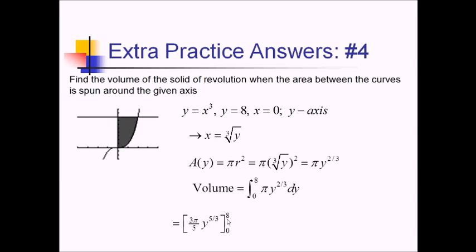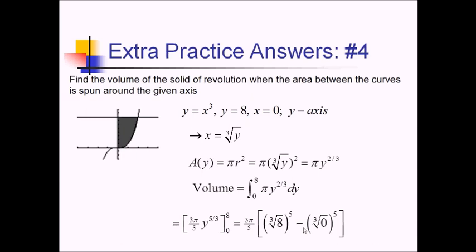Just to make my life a little bit easier here, I'm going to yank this 3 pi over 5 out. And inside, in the parentheses, I'm going to have 8 plugged into this minus 0 plugged into this. So I'm going to have, let's see, this is going to be the cube root of 8 to the 5th power minus the cube root of 0 to the 5th power. We've got all constants, so you could actually just stop here.